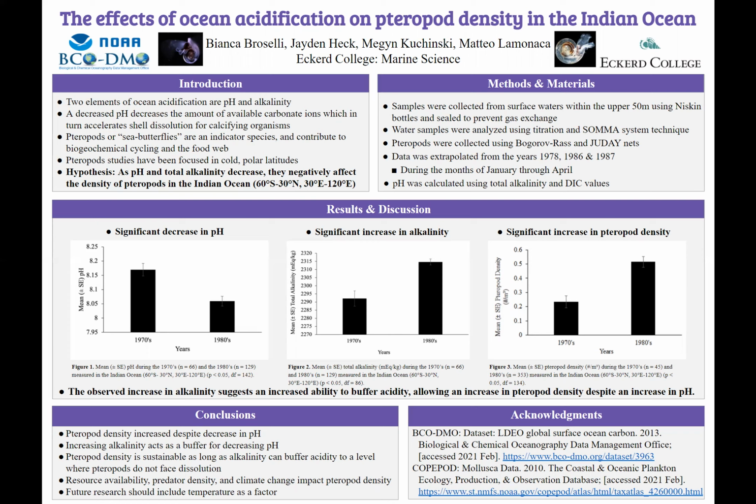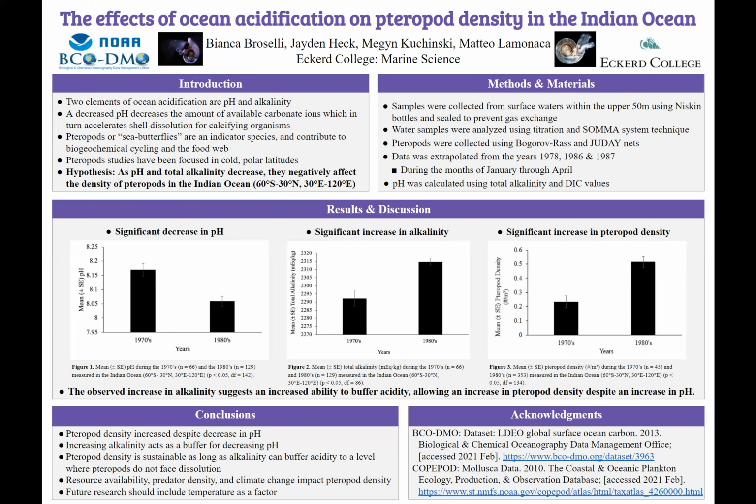Pteropods were collected using Bagarov RAS and Jude nets within the first 150 meters and standardized to value per water volume. From our two data sets, we extrapolated our data from 3 separate years for the months of January through April. From our data sets, we were able to calculate the pH from the total alkalinity and dissolved inorganic carbon.